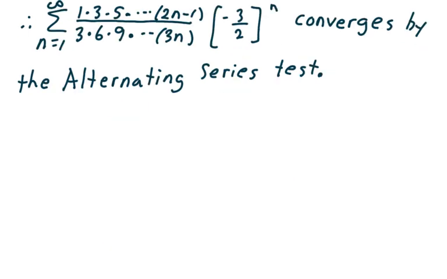And so that says the original series, the summation from n equal 1 to infinity of 1 times 3 times 5 all the way through until 2n minus 1, divided by 3 times 6 times 9 all the way through until 3n, times negative 3 halves to the n, converges by the alternating series test, because those are equivalent series. And that's going to conclude this video. Okay, thank you.